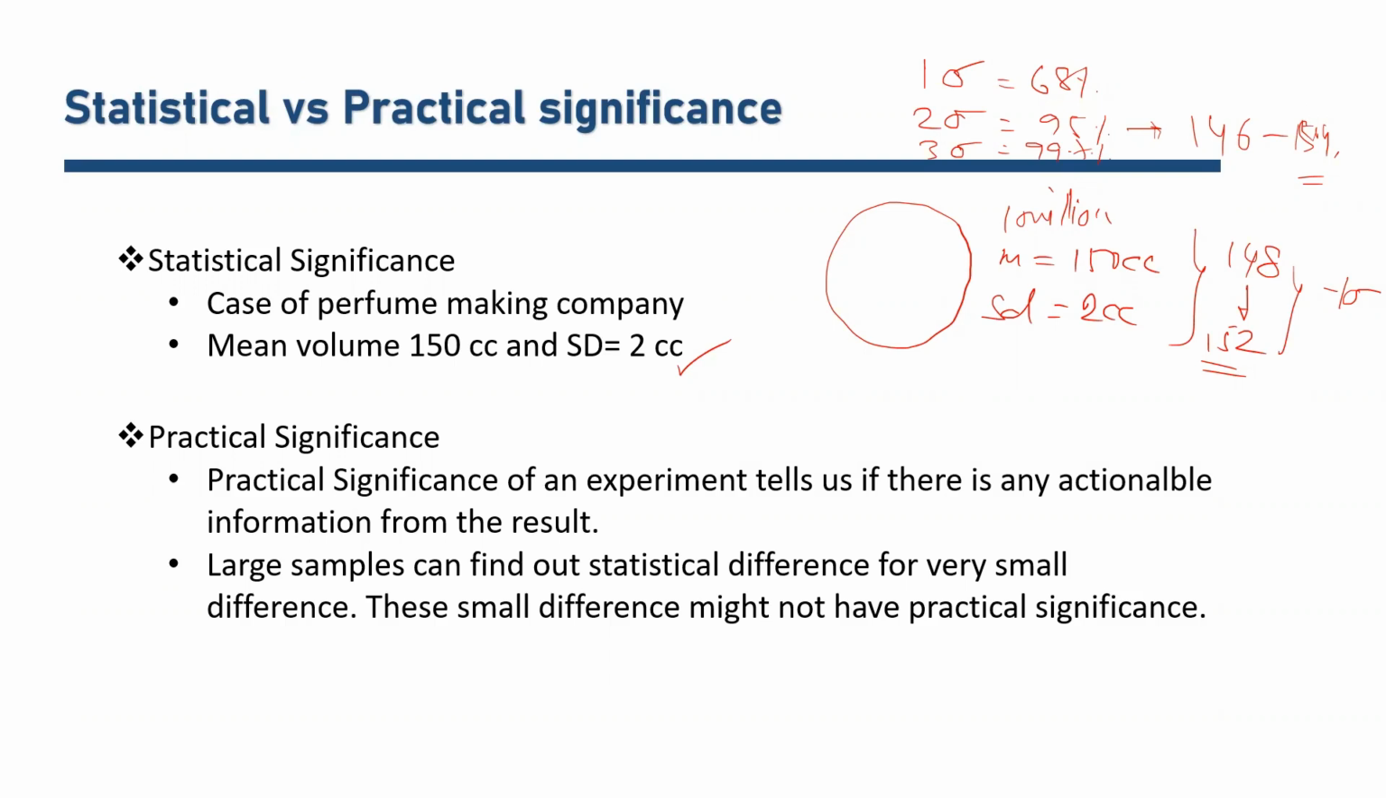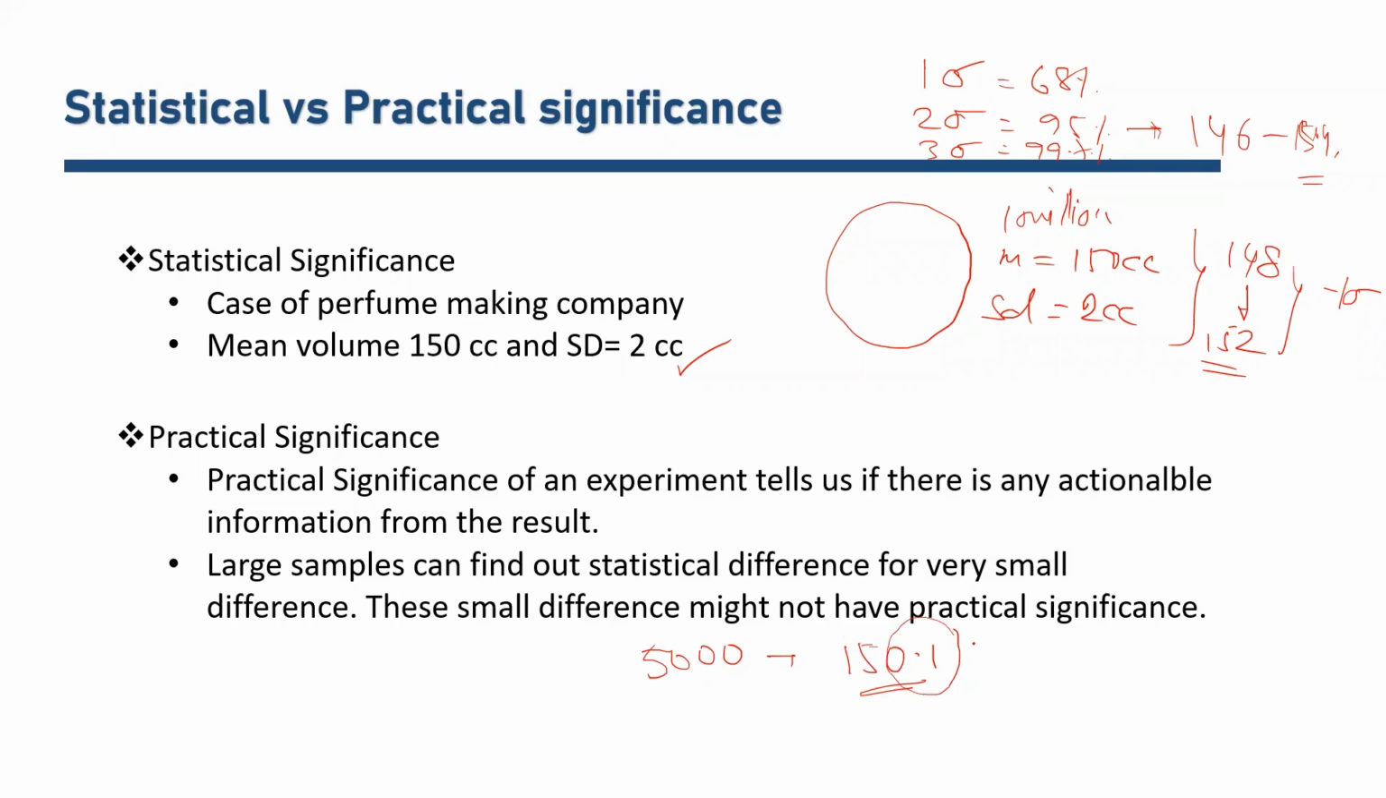Now, if we take large samples, we can find a statistical difference for a very small difference. And these small differences might not have practical significance. Say, for example, you took a large sample of 5,000 bottles, and you found that the mean of them is 150.1. This is statistically significant, but you won't be tuning your machine, or servicing your machines, or changing anything in the production line in order to make a small adjustment of 0.1. Okay, this is just an example. For 0.1 cc, you won't be making any adjustment.